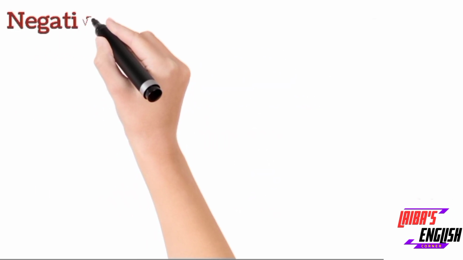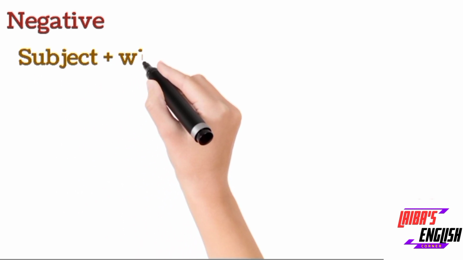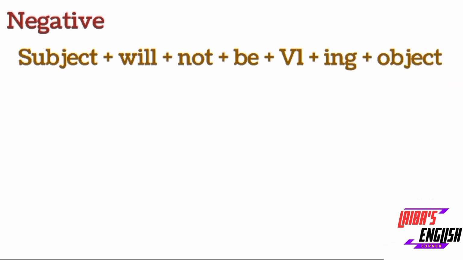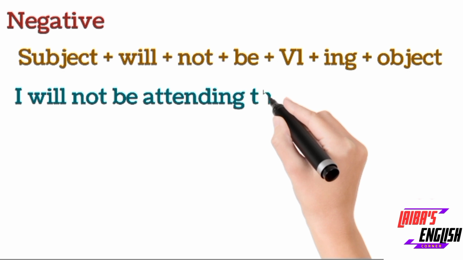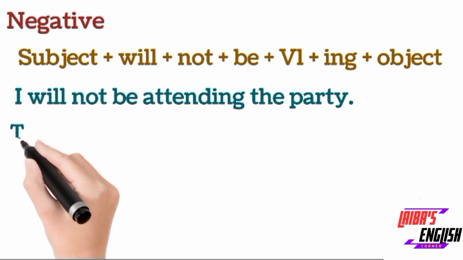Now we have to make negative of future continuous tense. So the structure was subject plus will plus not plus be, verb first form ing and object. I already told you before that you have to put not after the helping verb, and the helping verb was will. So will plus not plus be. Example is, I will not be attending the party.